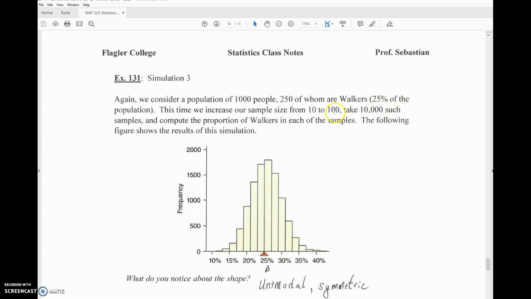So I'm going to take a sample size of 100 and I'm going to compute the proportion of walkers in that sample, p hat. I'm going to plot it down here. And then I'm going to take another sample of size 100, find a sample proportion p hat that are walkers, plot it. And I'm going to do that 10,000 times, of course, with a push of a button using StatCrunch. It can be done pretty quick. And then I'm going to plot all these guys.